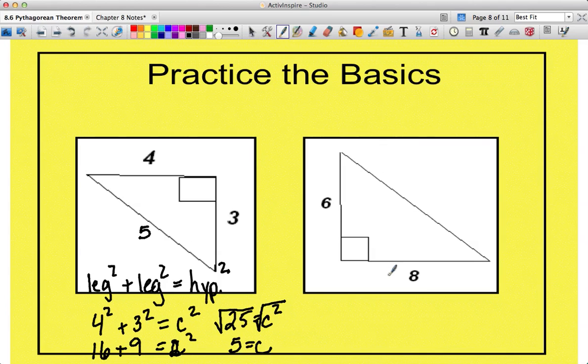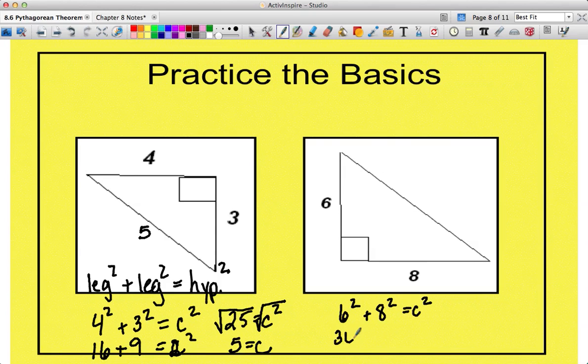So I have leg and leg, so I have 6 squared plus 8 squared equals c squared. Now it doesn't matter which leg you put where. This could be A or this could be A, but C always has to be your hypotenuse. You always have to make sure to put those pieces in the right place.